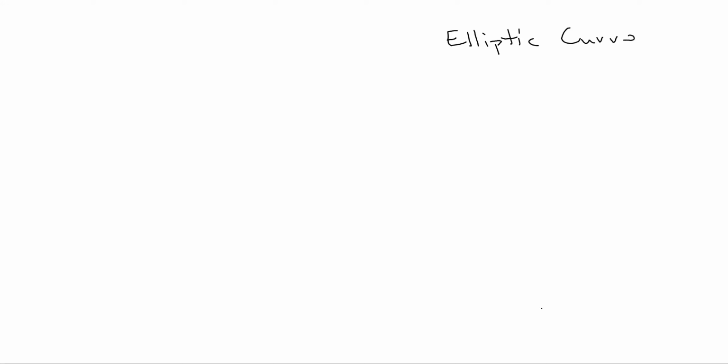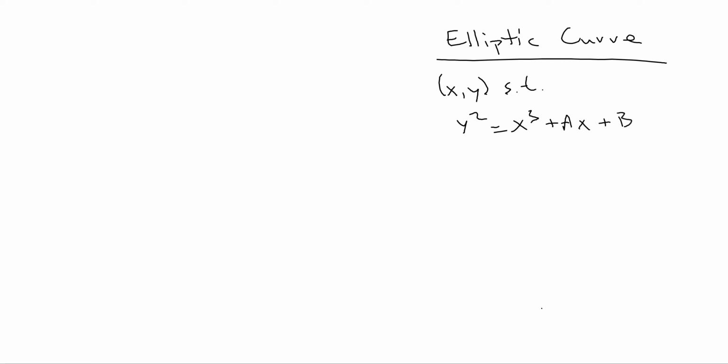So an elliptic curve is defined as the set of points, or the set of ordered pairs (x, y), such that y squared equals x cubed plus ax plus b. And you might ask, what are the numbers x, y, a, and b? Are they fractions? Are they numbers? Well, they all have to belong to a field called K. And this field K could be anything.